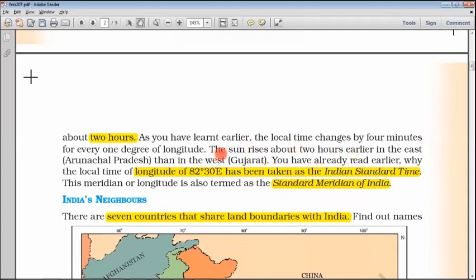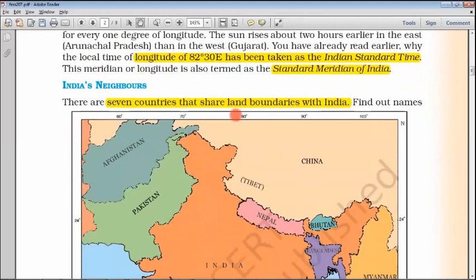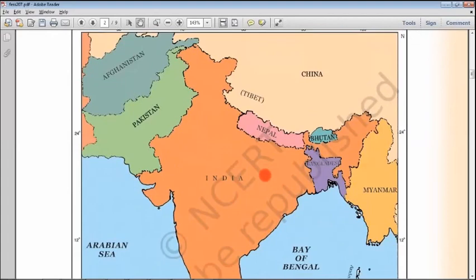So this is about longitudinal and latitudinal extent. Coming to India's neighbors, India has 7 countries that share land boundaries. Here we are not talking about the countries which share a boundary through the sea. These are land boundaries. So we will name those countries. Here this is India, and here we can see Nepal, Bhutan, and China has a very large boundary line, and you have Pakistan here in the western direction, and you have Bangladesh and Myanmar. So we named 7 countries. But you have Afghanistan also here.